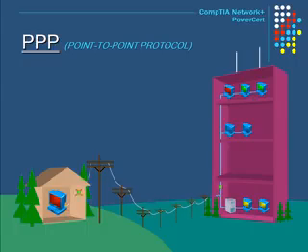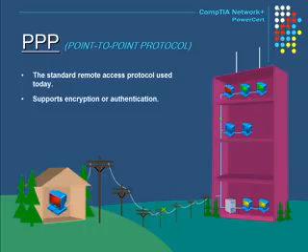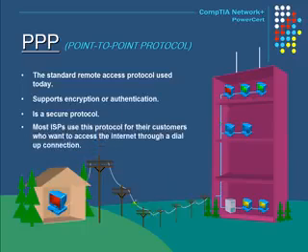PPP stands for Point-to-Point Protocol, and this is a standard remote access protocol that is used today. It was developed to replace SLIP's limitations in security, error checking, and protocol support. And like SLIP, this is a protocol that's used for communication between two computers using a serial connection, such as a typical phone line. But unlike SLIP, this is a secure protocol. Most internet service providers use this protocol for their customers who want to access the internet using a dial-up connection.